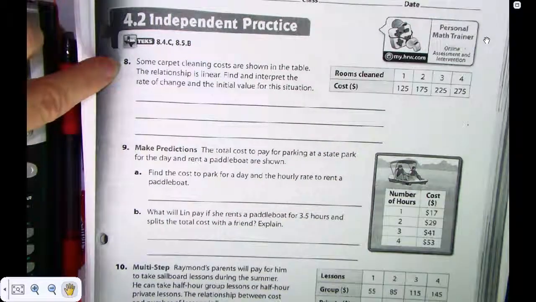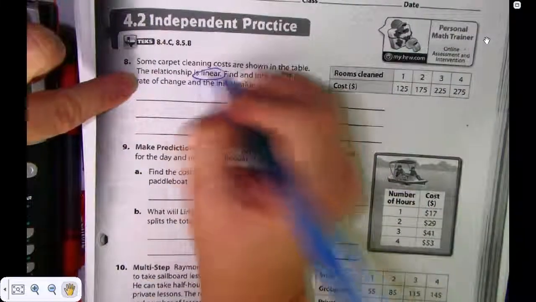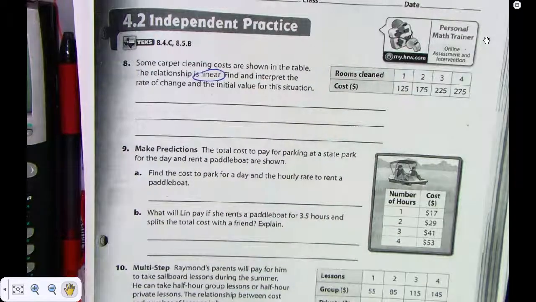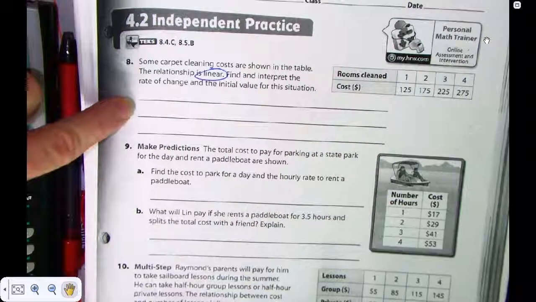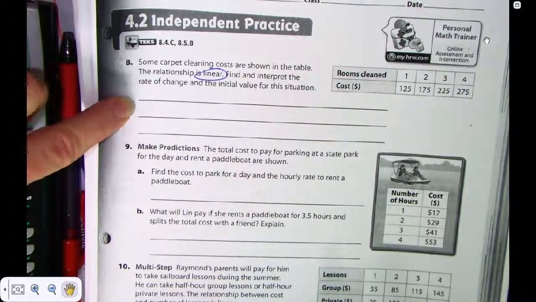Carpet cleaning costs are shown in this table. The relationship is linear. Explain to me what linear means. It's linear. What does linear mean? It's a straight line, guys. It does not mean it goes through the origin. Now, it might go through the origin. But if it's linear, it just means it's a straight line. That means that you have a rate of change and it's going to be constant.